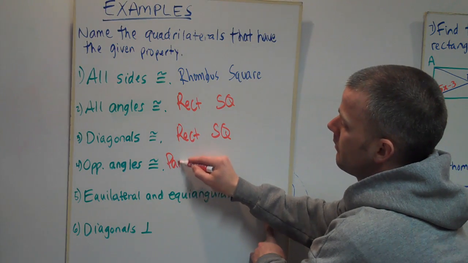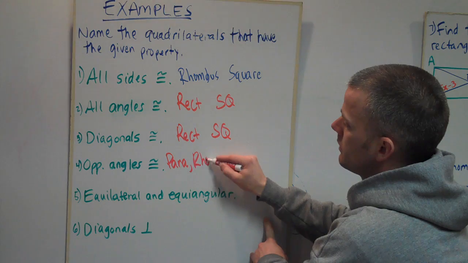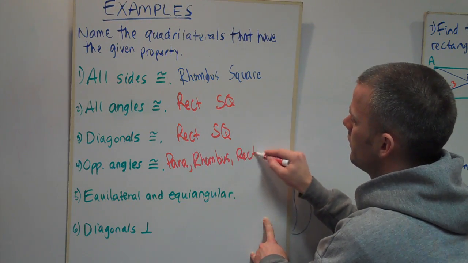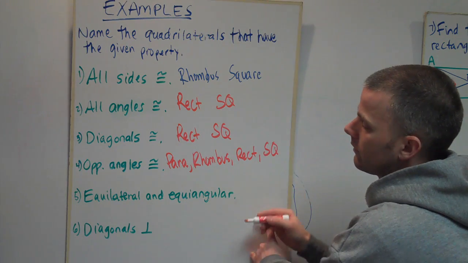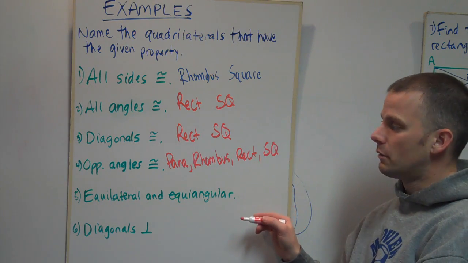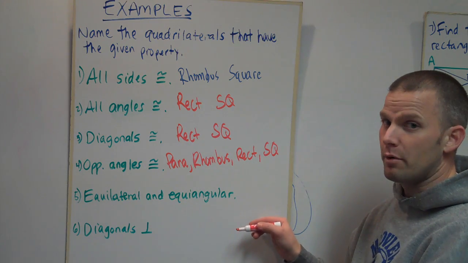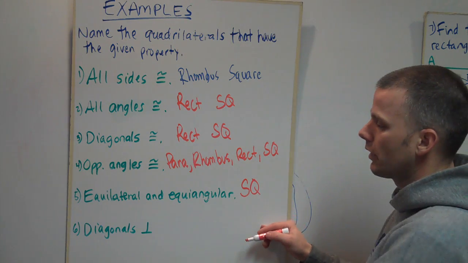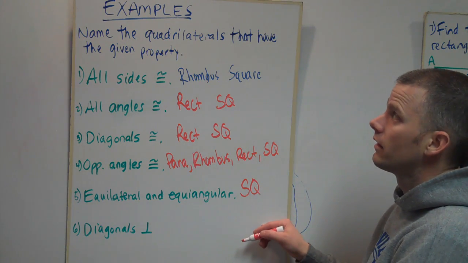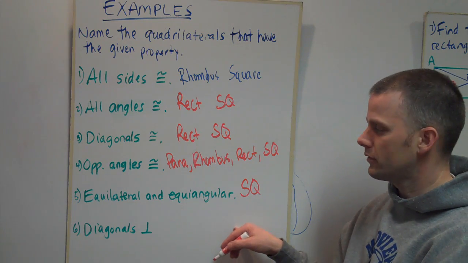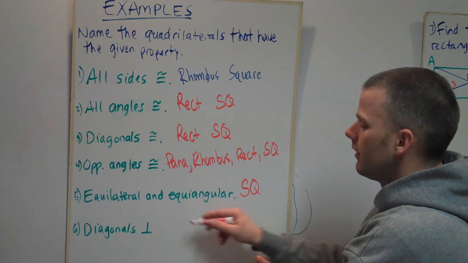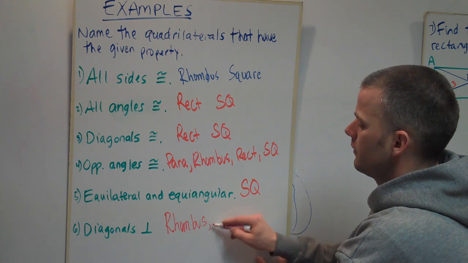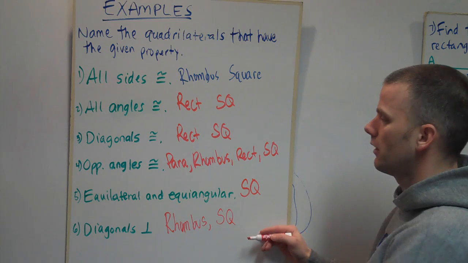You've got your parallelogram. You've got the rhombus. You've got a rectangle. And you've got the square. Number 5, equilateral and equiangular. That pretty much means it's a regular polygon, which is only one of them. And that would be the square. And which of the quadrilaterals have diagonals that are perpendicular? That's right. It's the rhombus. And of course, it's the square.